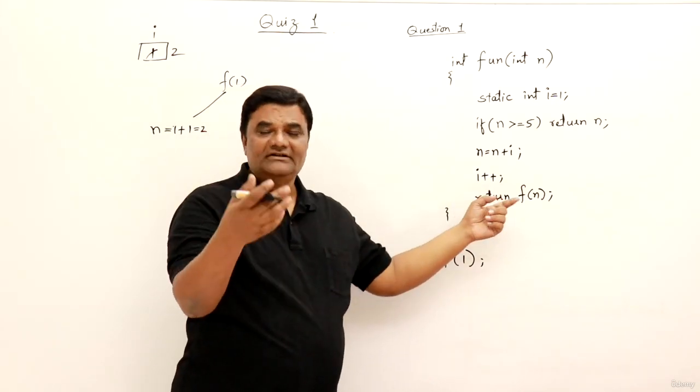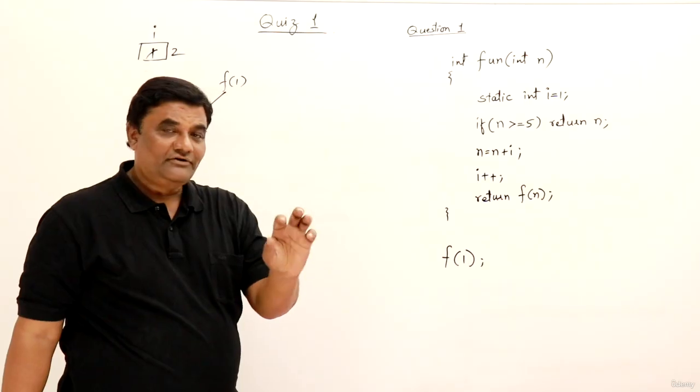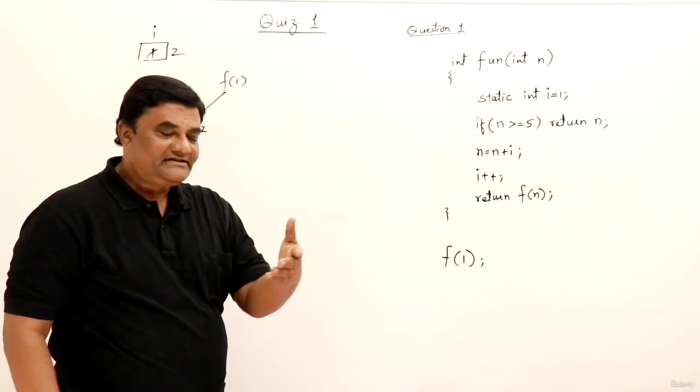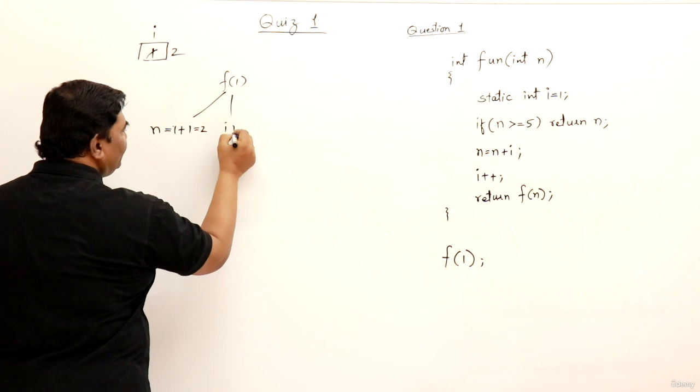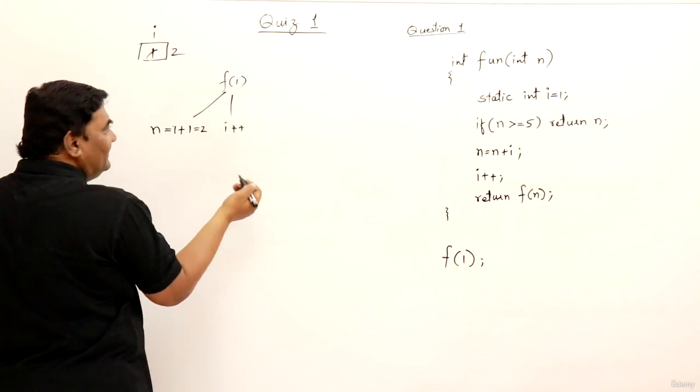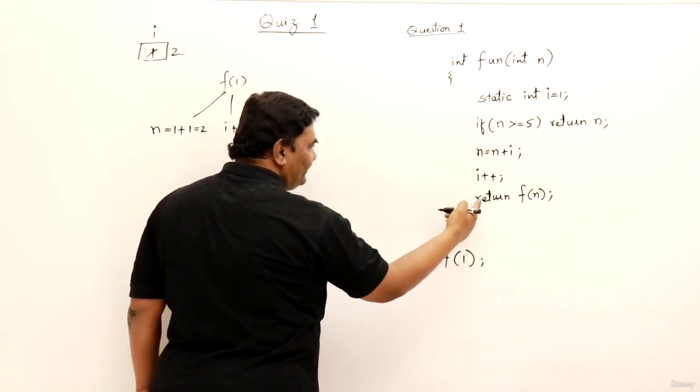Then return what? F of n. So again the function is called for the value of n. So this is a recursive call. So I plus plus is there. I have not shown it here. If you want, you can show it, right? So I am showing all the steps now. This one and this one and this one.